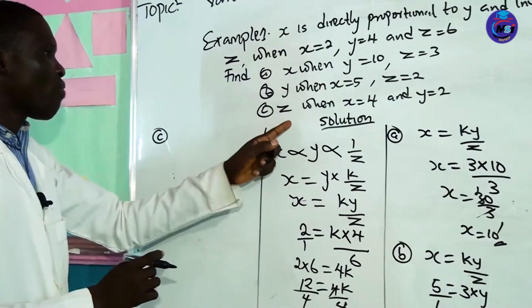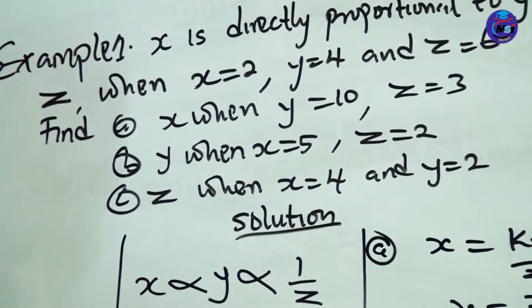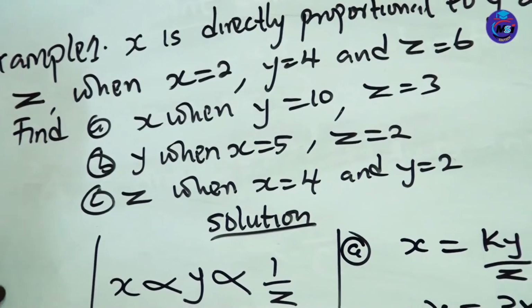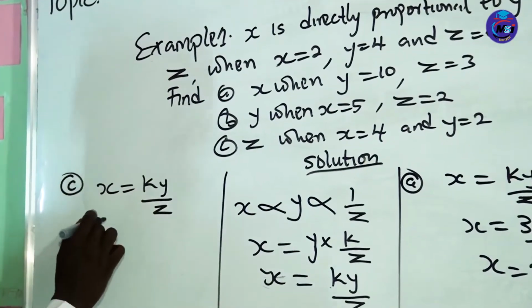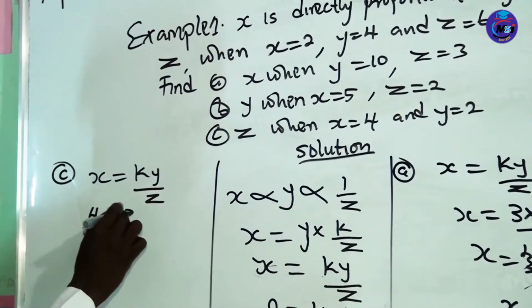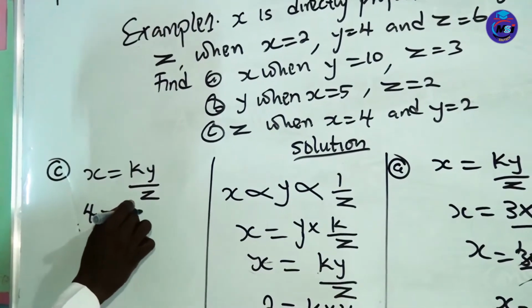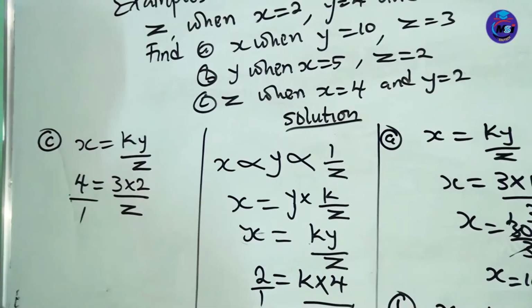Letter C. Find the value of Z when X equals 4 and Y equals 2. So repeat the formula, K Y all over Z. What is our X? 4. What is our K? K is 3 and Y equals 2. Z is not known. Divide this by 1.